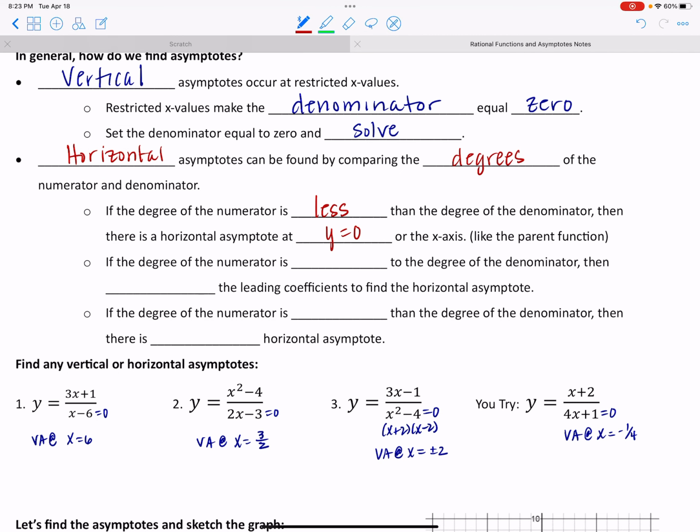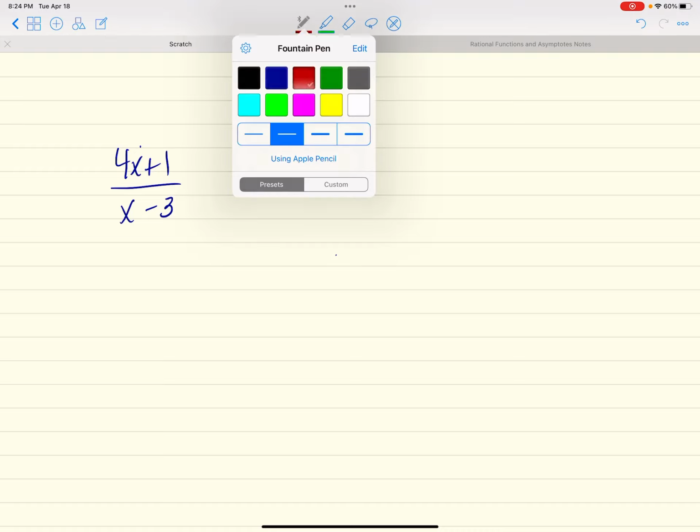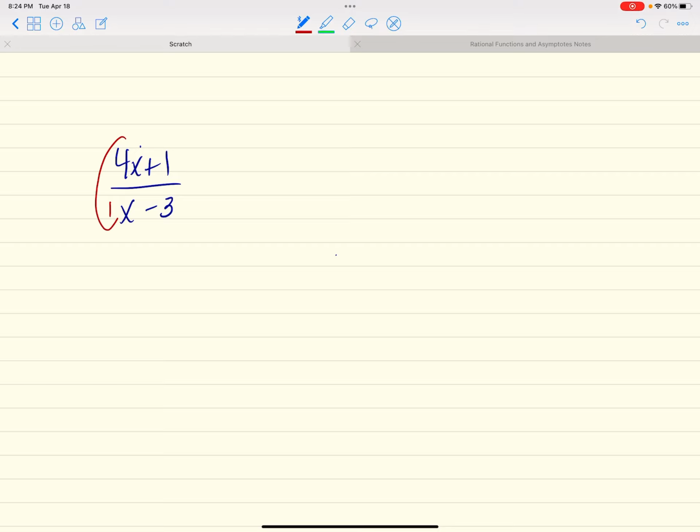Now, if the degree of the numerator is equal to the degree of the denominator, then we're going to do a little bit of division. We're going to divide the leading coefficients to figure out where our horizontal asymptote is. And again, I'm going to hope this makes sense. Let me try to show you. So if, for instance, you had 4x plus 1 over x minus 3, to find the horizontal asymptote, you're going to divide the leading coefficients, which in this case would be 4 divided by 1. So this is going to have a horizontal asymptote at y equals 4.